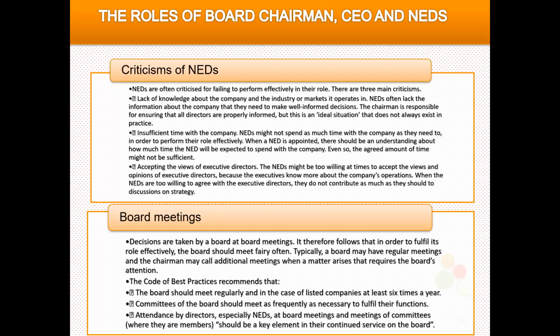Now let's talk a bit about board meetings. Decisions are taken by a board at board meetings. Therefore, it follows that in order to fulfill its role effectively, the board should meet fairly often, not very often. Typically, a board may have regular meetings, and the chairman may call additional meetings when matters arise.